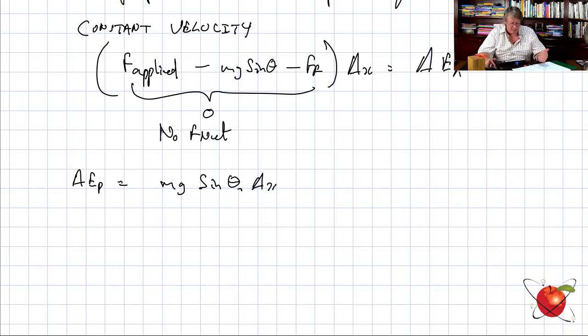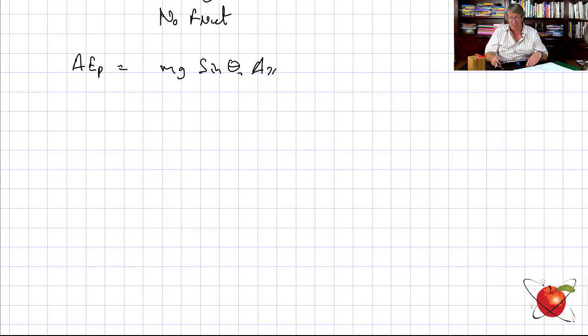That's quite straightforward. What if the force applied is greater than the force down? We said if F applied up is greater than down, there's an F net, therefore the kinetic energy will increase up the slope, and we will gain kinetic energy, and we'll gain potential energy as well. So what would we have? We would have F applied, this would be case 2.